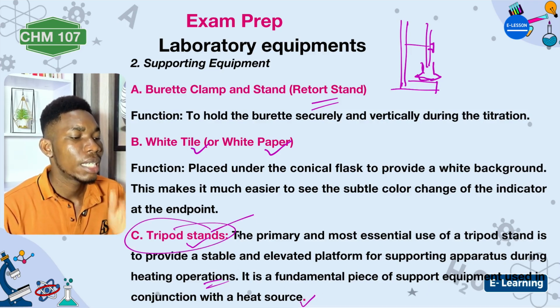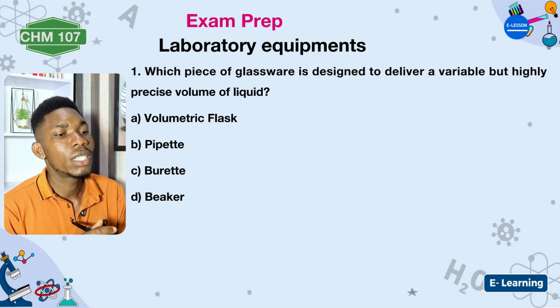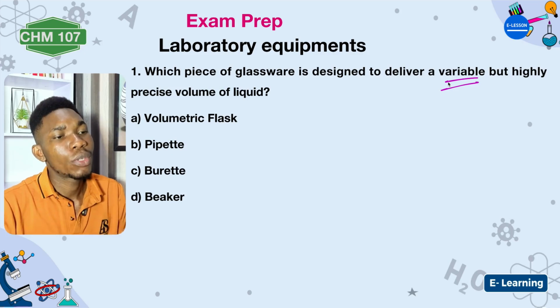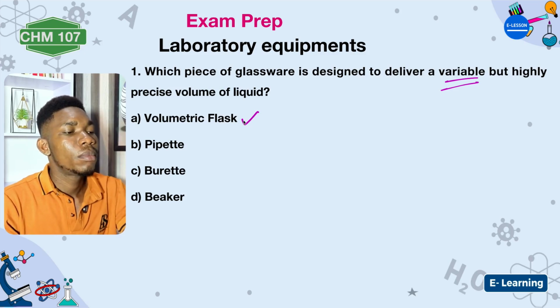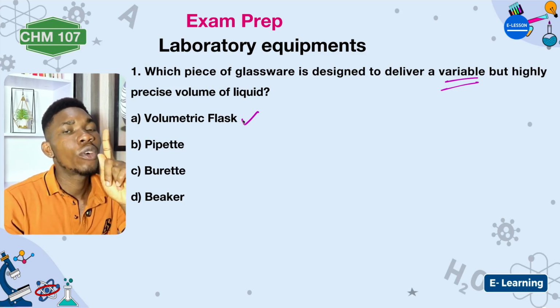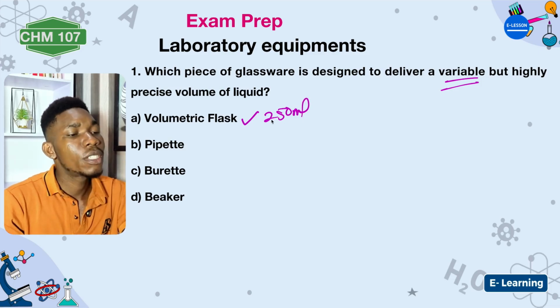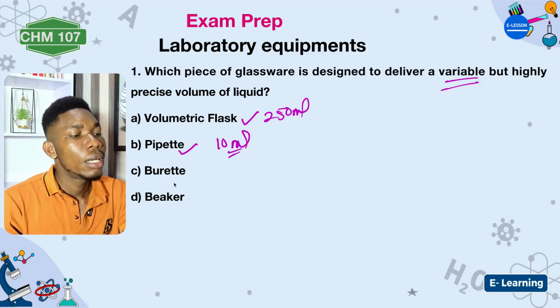Tripod stand during heating. Now, which piece of glassware is designed to deliver a variable but highly precise volume of liquid? Please, emphasis on variable, like different amounts, but it should be precise. It is not volumetric flask. Volumetric flask gives you only one volume. If you have a 250 ml volumetric flask, it will only measure 250 ml. It is not pipette. Pipette has only one. If you have a 10 ml pipette, that pipette is 10 ml. It is not beaker. Beaker is not a precision instrument, of course.